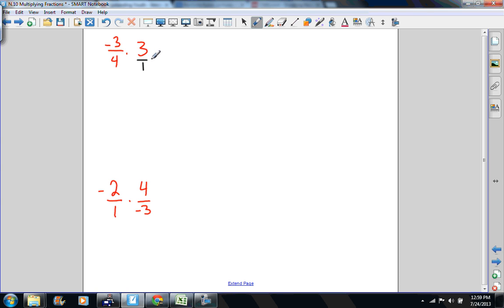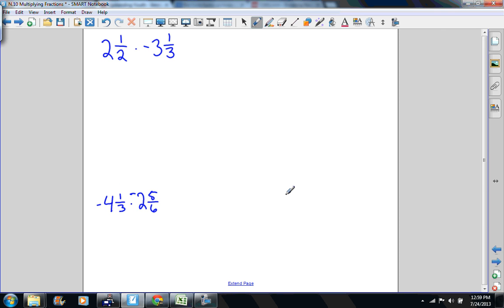This one ends up being negative 9 over 4, or negative 2 1/4. The one on the bottom ends up being negative 8 over negative 3. Now it's important here, this is not done. It would end up being 8/3. If you have two negatives in a problem, you want to simplify them out, make them go away. This could also be 2 2/3.